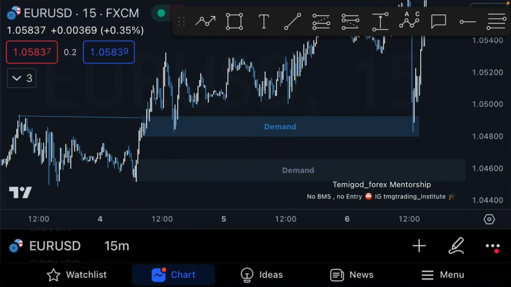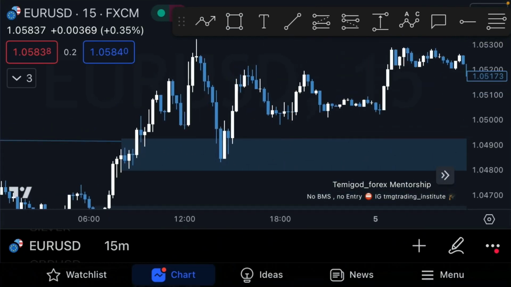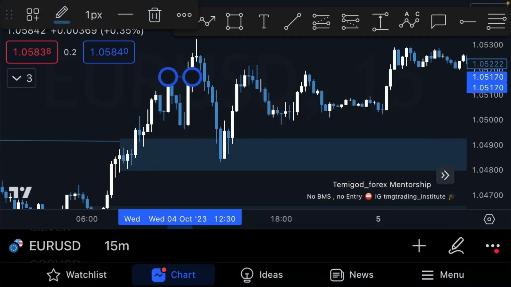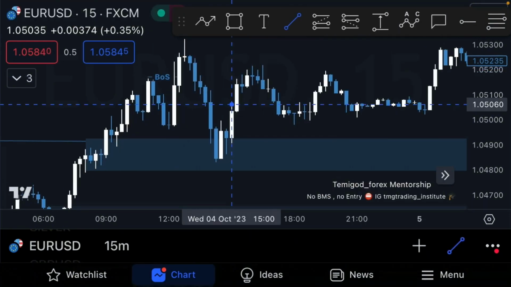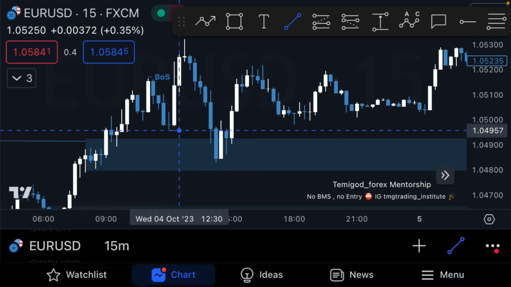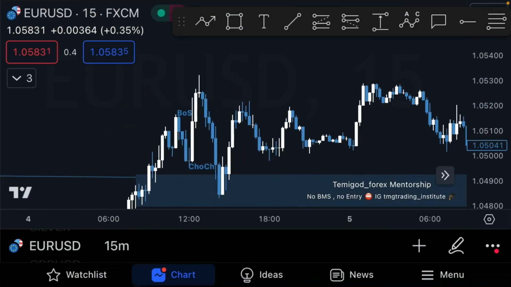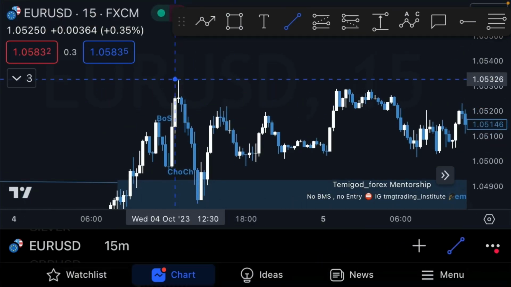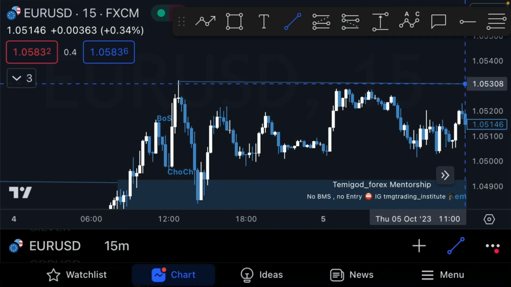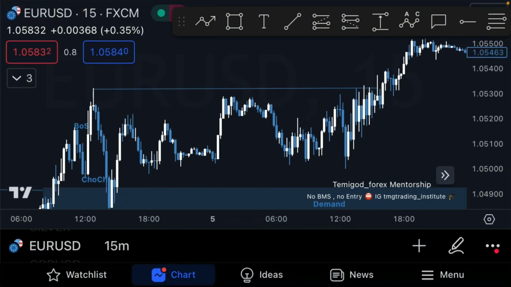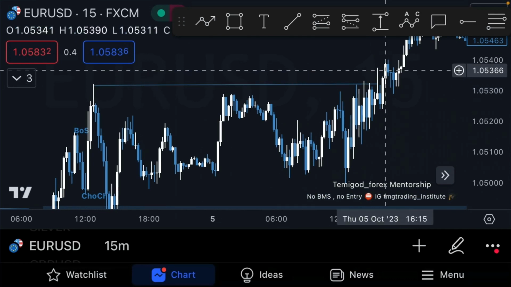So you want to wait for a break of structure and a change of character. Okay, so let's go. So we have this break of structure here, looking tiny but reasonable, and we have this change of character at this level. Okay, so what are we going to be looking for? Since we are looking for buys, we're going to be looking for prices to go above this area. Okay, so once prices go above this area, now prices has gone above this area and close.